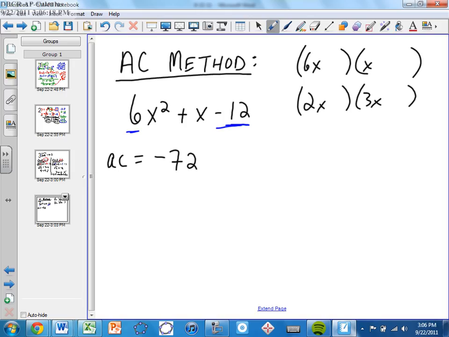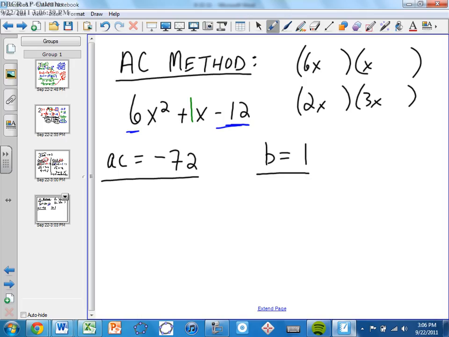Now, after that, list the value of B. What is the value of B in this case? Thank you, Kelly. It is 1. There's an imaginary 1 right here in front of this x. So B is 1. Now, that's your starting point.